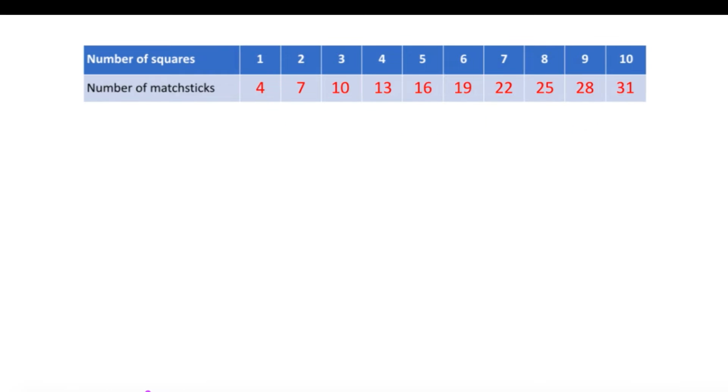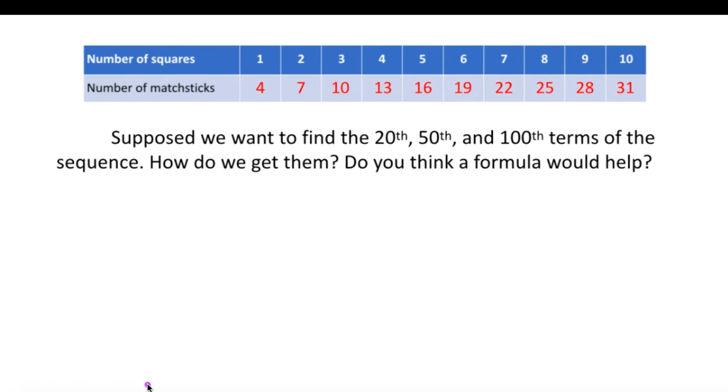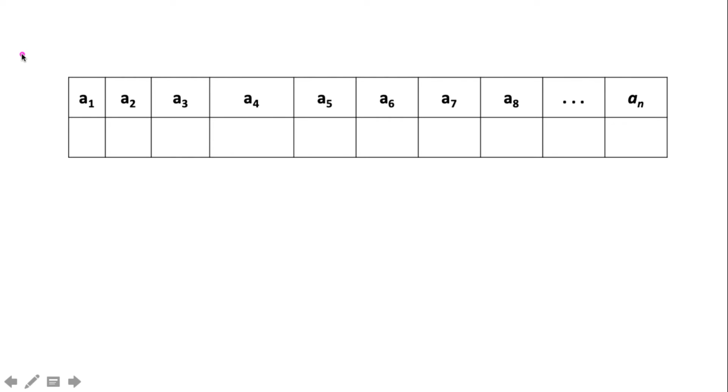Suppose we want to find the 20th, 50th, and the 100th terms of the sequence. How do we get them? Do you think a formula would help? We cannot just write all 20 numbers in the series, or the 50 or 100 of them, because it would be tiresome and impractical. If so, we can find a formula for the nth term of the sequence. In this case, it will be easier since we know the common difference of the sequence.